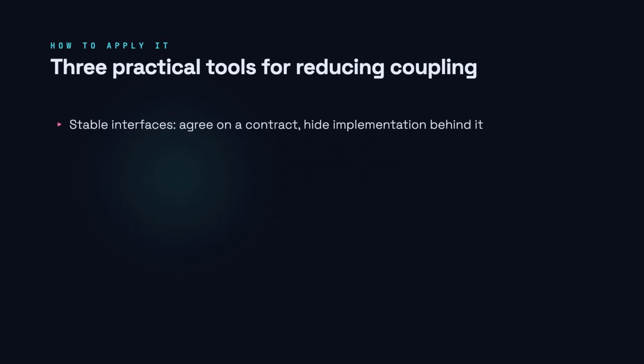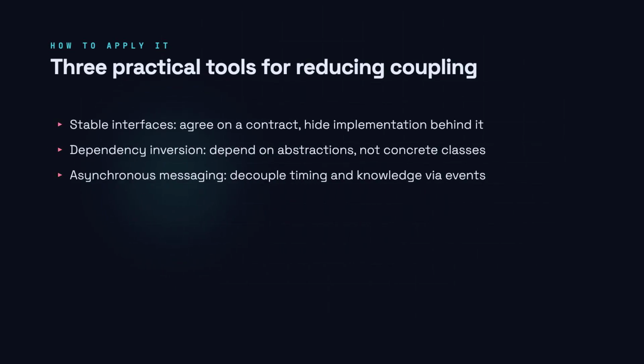You reduce coupling with three main tools. First, define stable interfaces. Both sides agree on a contract, and the implementation behind it can change freely. Second, apply dependency inversion. A high-level component should depend on an abstraction, not a concrete lower-level one. Third, use asynchronous messaging to decouple not just knowledge but timing. Producers do not wait for consumers. A practical test: when you change a component, count how many other components also need changing. If the answer is often more than one, your coupling is too tight.